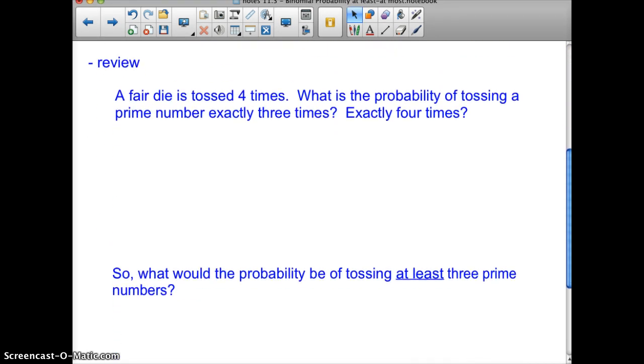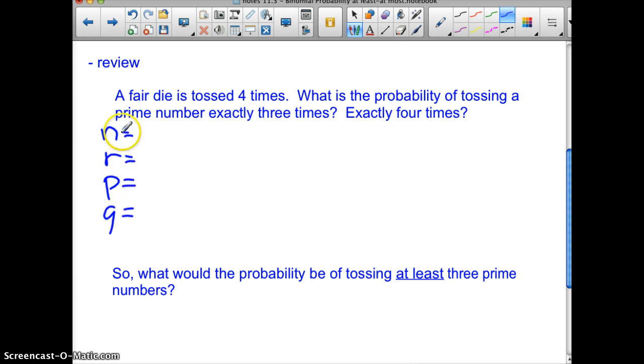All right, review. A fair die is tossed 4 times. So what is the probability of tossing a prime number exactly 3 times? That's a binomial probability, so I'm going to do n, r, p, q here, where n is the number of trials. I'm tossing the die 4 times. And I'm answering this first question, prime number exactly 3 times, so r is 3. That means I got 3 successes. I'm considering a prime number a success.